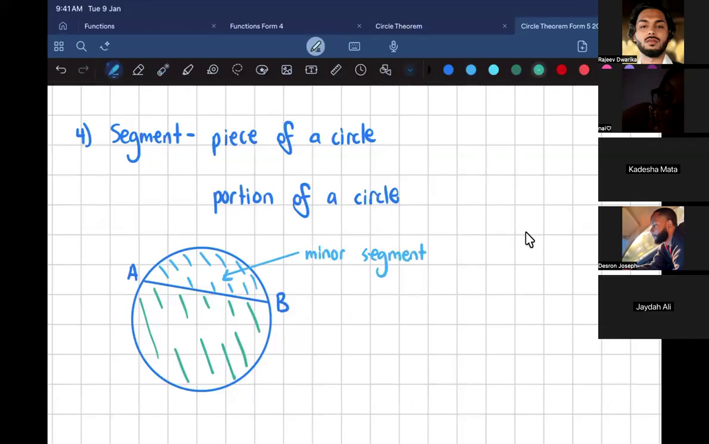Right? And what do you think we'd call that segment? Which is like the other piece of the circle. Somebody fast, tell me, quick. What is the major segment? That's the major segment, right? Yeah, it's the major segment.